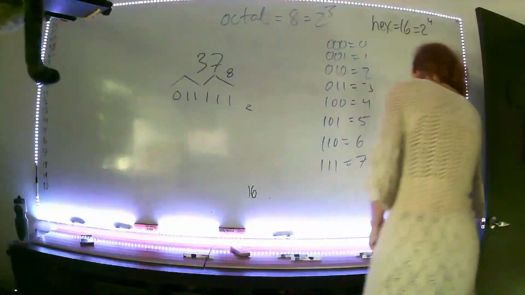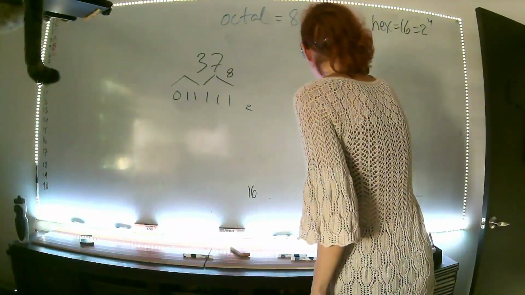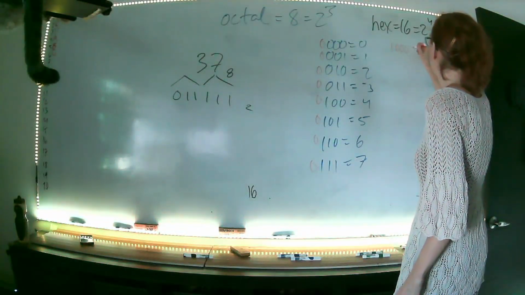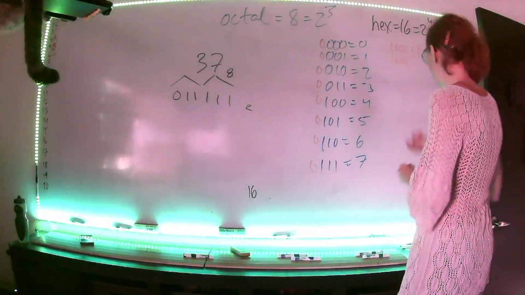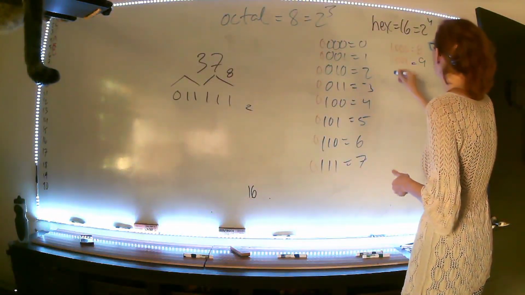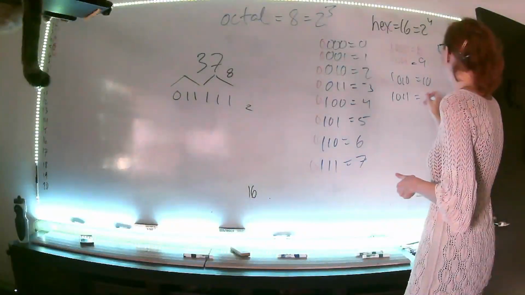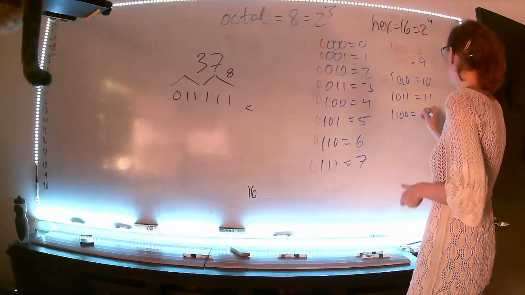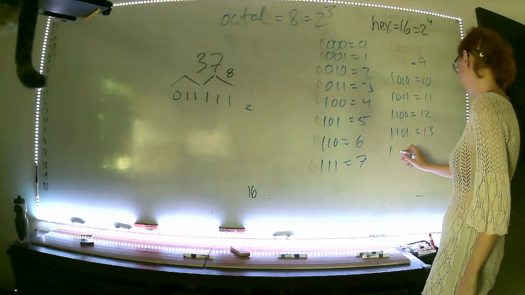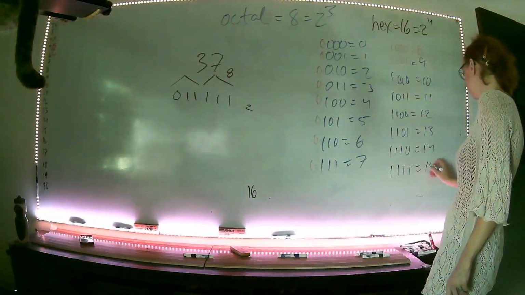Now, let's think about a longer version of this table that goes all the way to 15. The next one would be 1000, which is 8. 1001 is going to be a 9. 1010 is going to be a 10. 1011 is going to be an 11. 1100 is going to be a 12. 1101 is going to be a 13. 1110 is going to be a 14. And 1111 is going to be a 15.